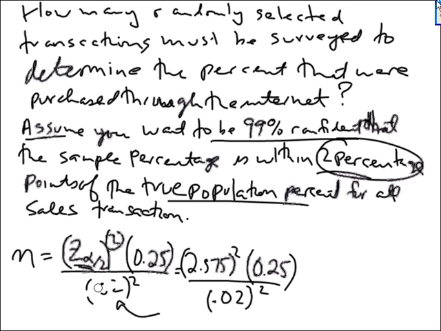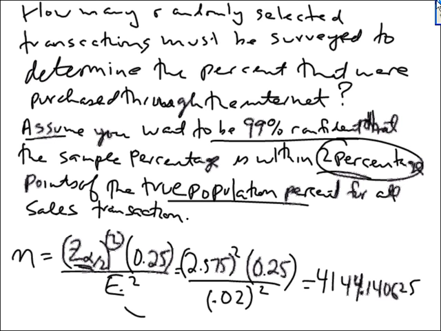Oh, here, let me actually write that. So it's divided by e squared. And we know that e is 0.02. And if you crank out this number, you'll get something like 4144.140625.